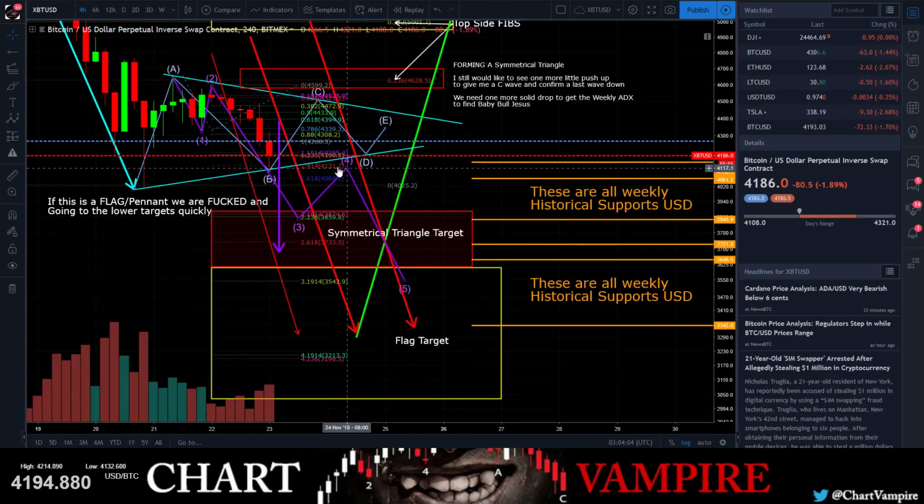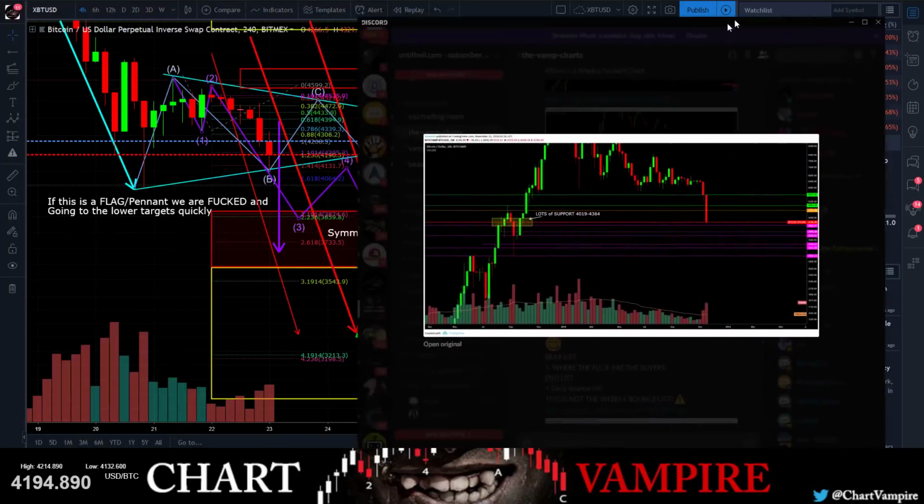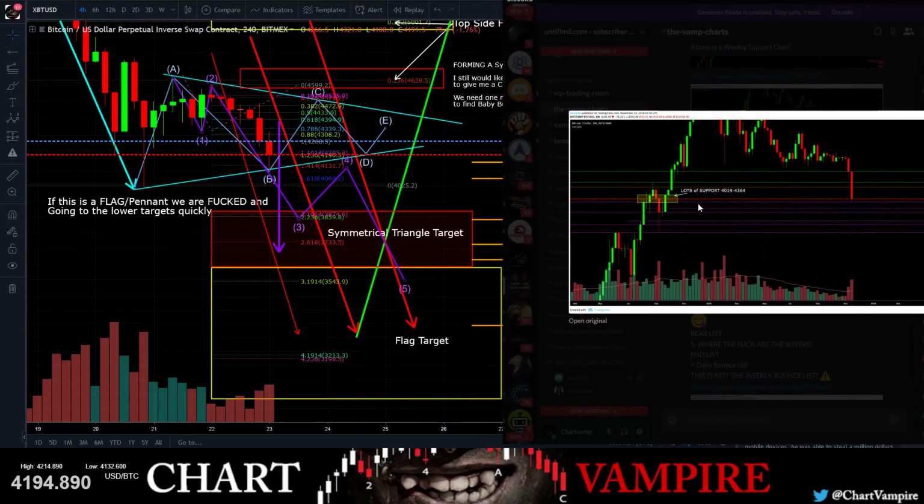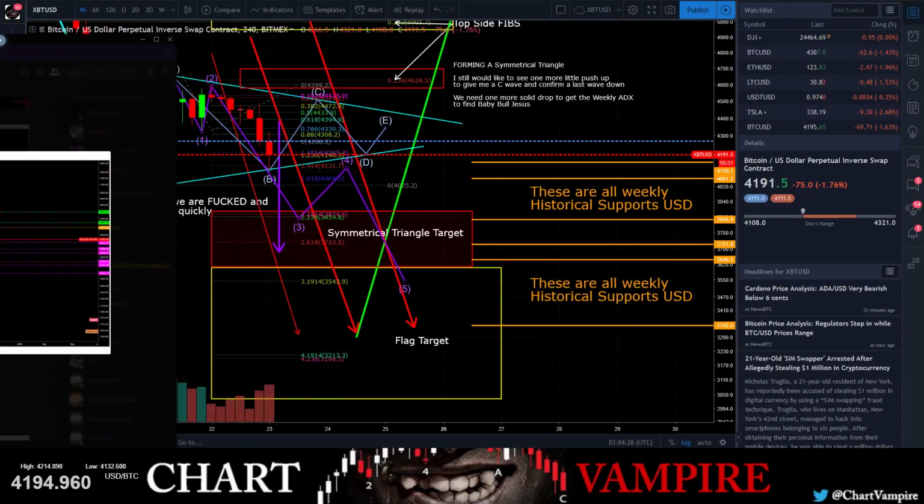All we did is we just came down into this confluence area. This is it. We just called it out. We said, look at all this historical support. It's right there. Let me pull this chart up, and we can side by side this baby. And there it is. Lots of support. 40.19 to 40.36.